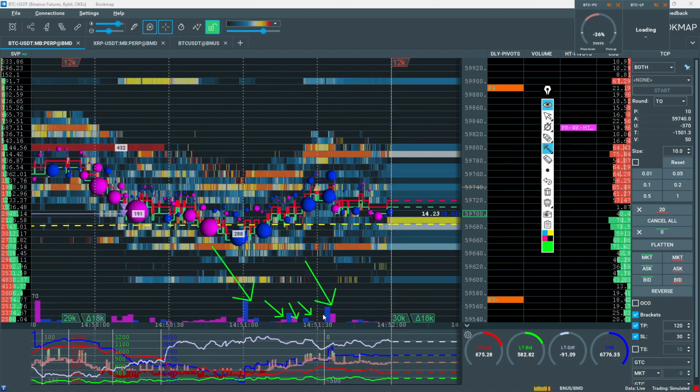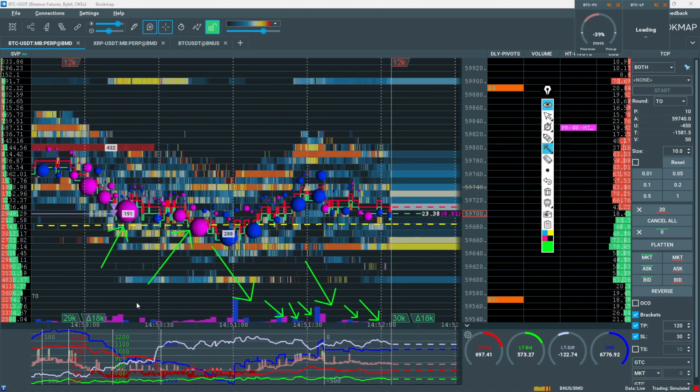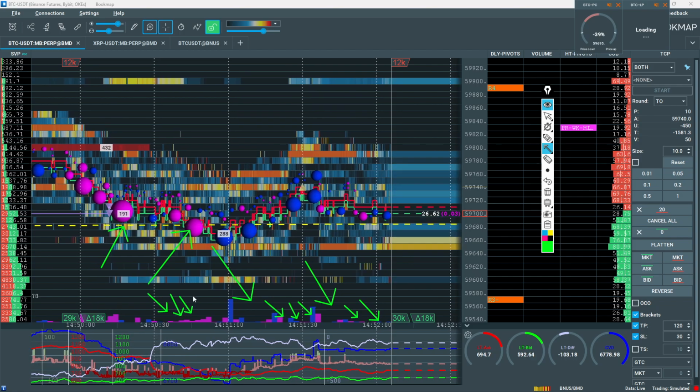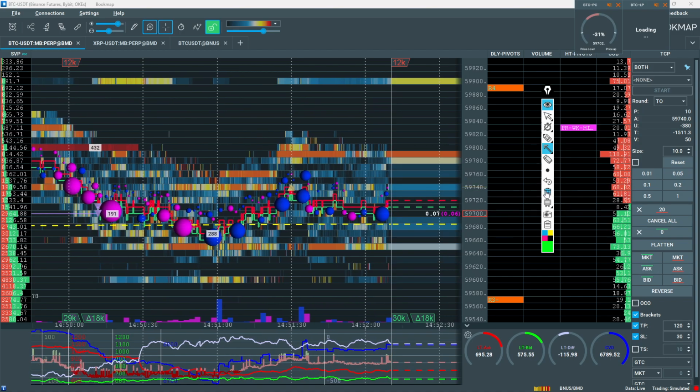Sellers are looking weak. No follow through to the downside from the sellers. Low volume on the selling. So let's see, maybe the long is still gonna work out.